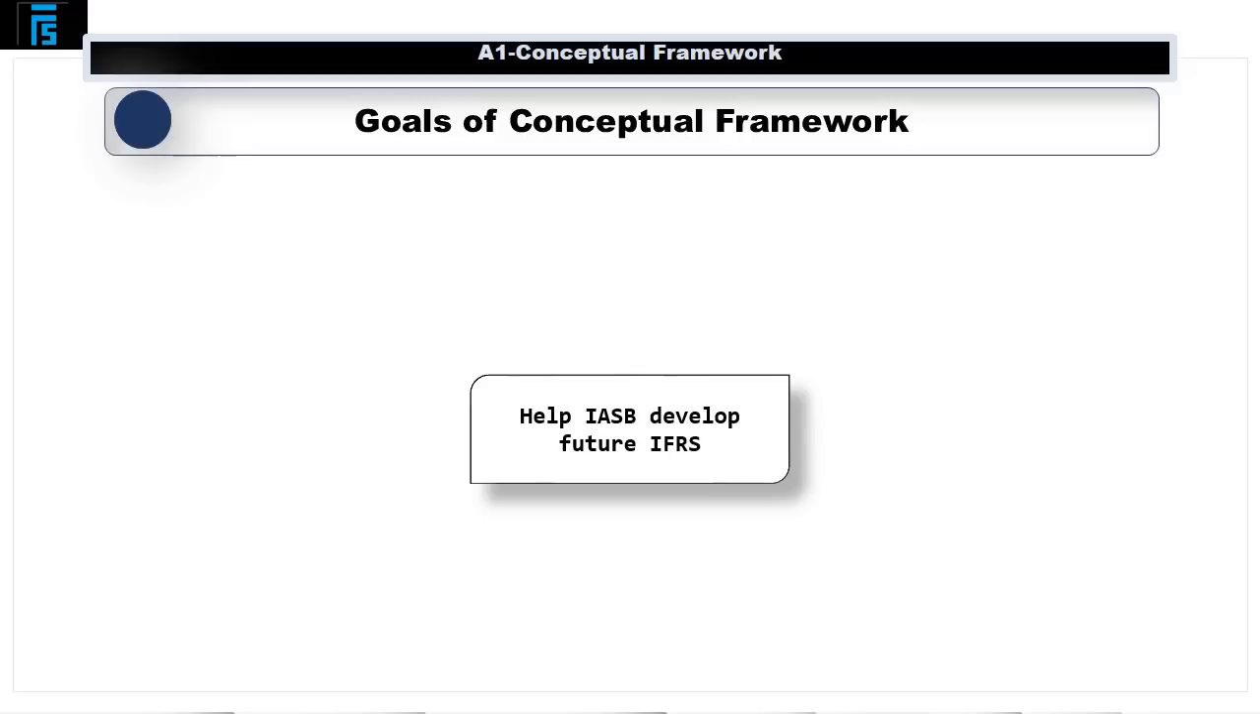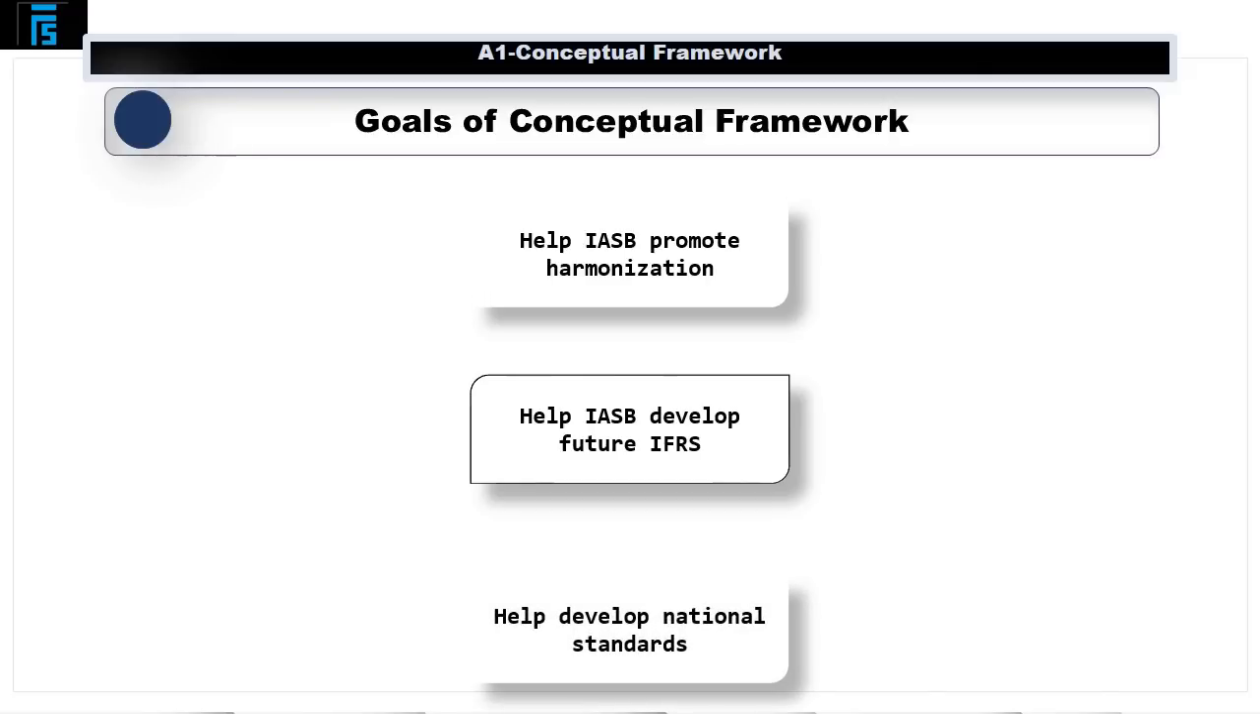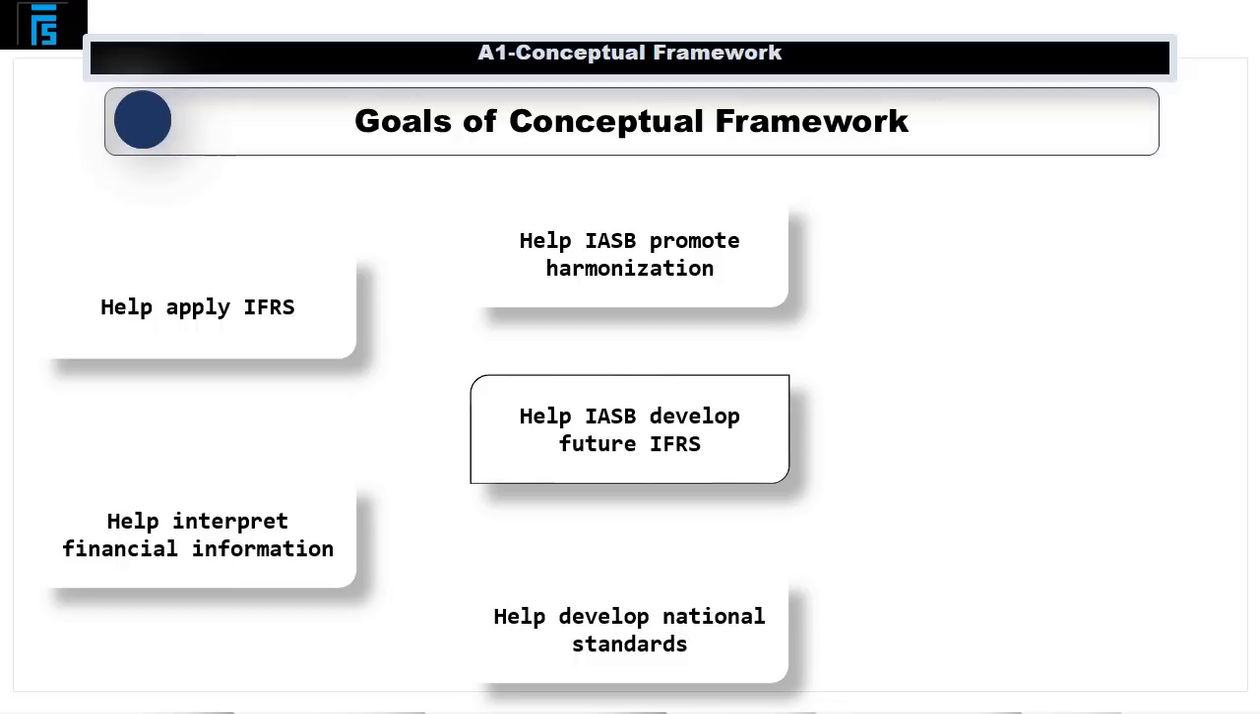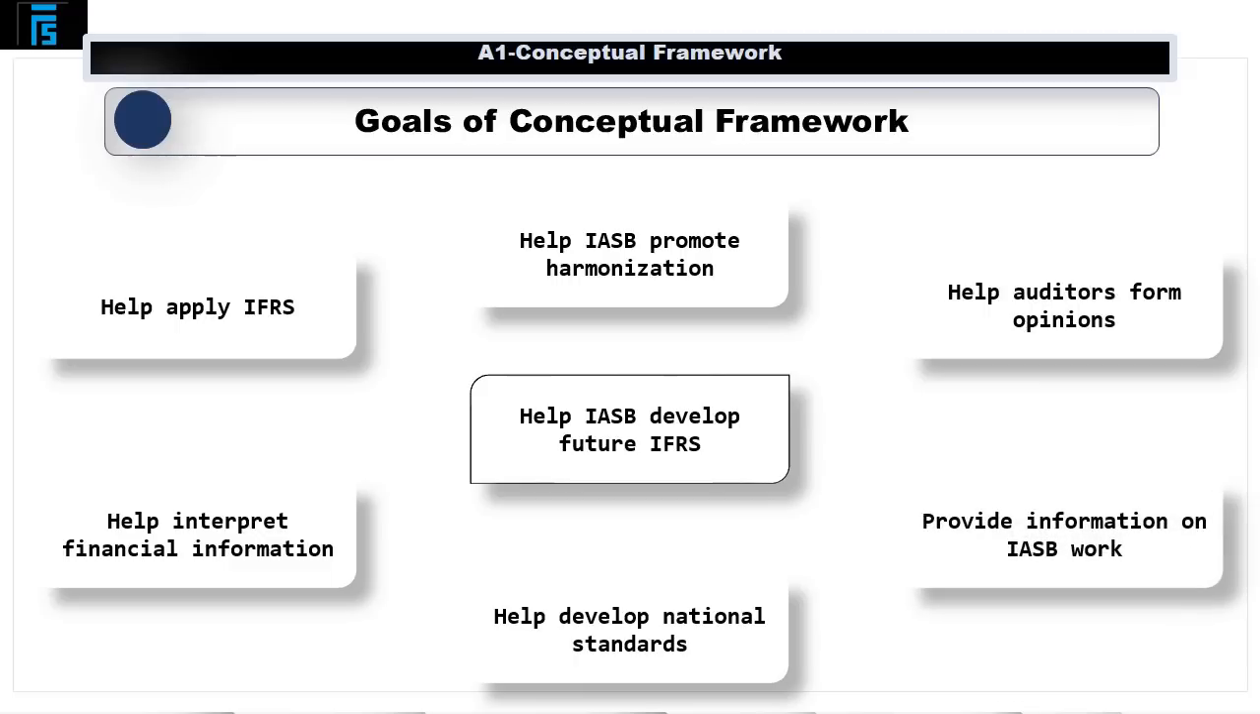The goals of the conceptual framework are to help the IASB in its task of developing future IFRSs and reviewing the existing body of standards, to help the IASB promote harmonization by reducing the number of alternative accounting treatments permitted by IFRS, to help national standard setting bodies in the development of national standards, to help those who prepare financial statements in applying IFRS and in dealing with areas where there is no relevant standard in place, to help users of financial statements in interpreting the financial information which they encounter, to help auditors form an opinion on whether financial statements conform with IFRS, and finally, to provide information to all parties who may be interested in the work of the IASB.